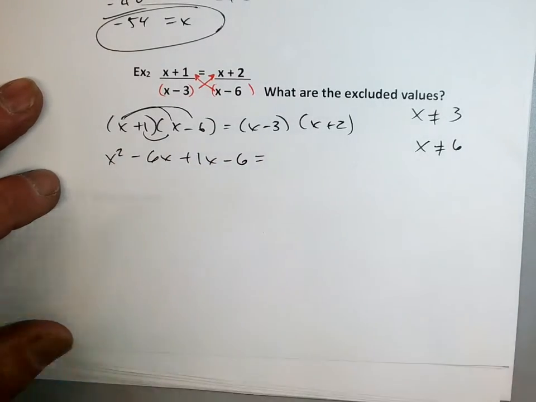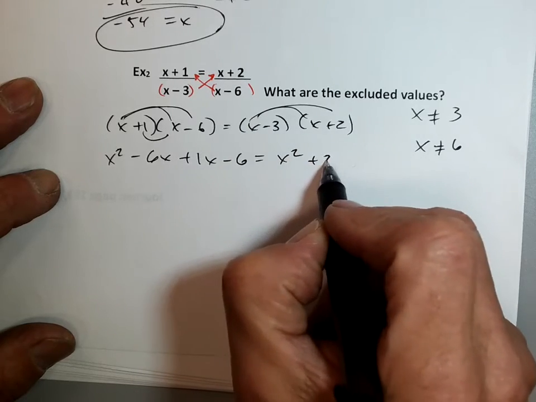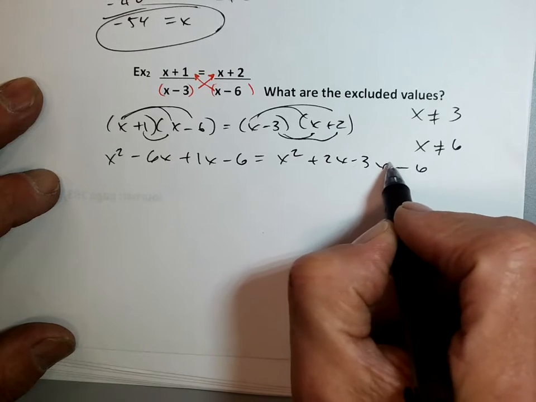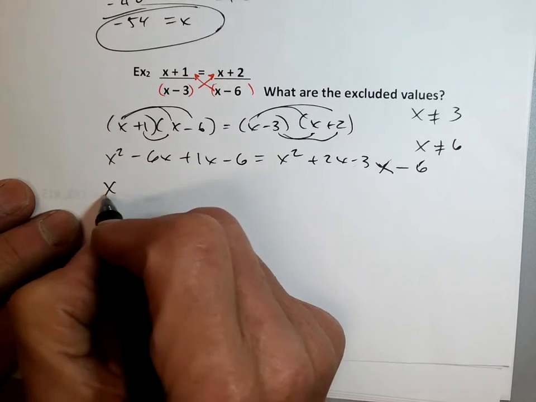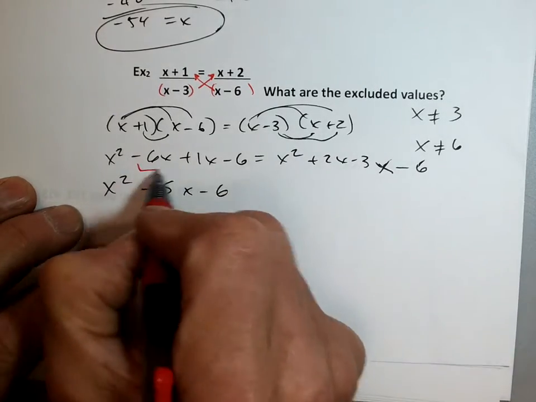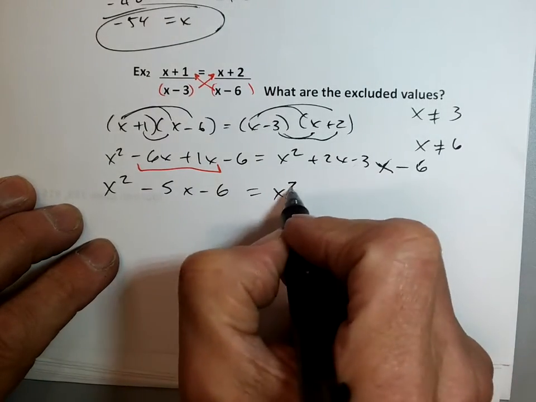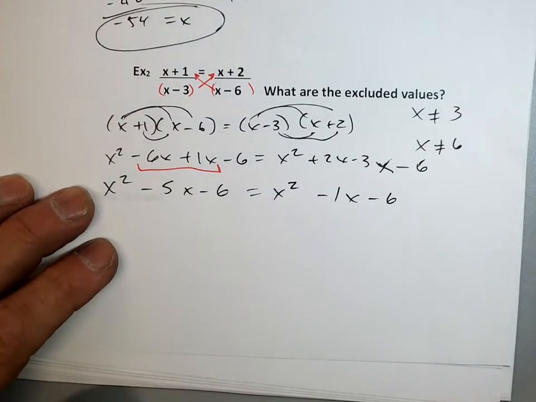Okay? If I FOIL the first product, and the second one, if I FOIL, I get an x squared plus a 2x minus a 3x minus a 6. Okay, just FOILed or multiplied through both sides. Let me rewrite this as an x squared minus a 5x minus a 6 because I combined those two, right? This is going to be equal to an x squared minus a 1x minus a 6 because I combined those two x's, right?